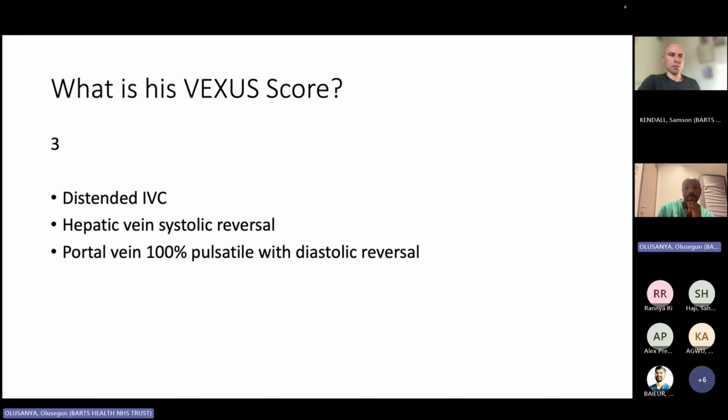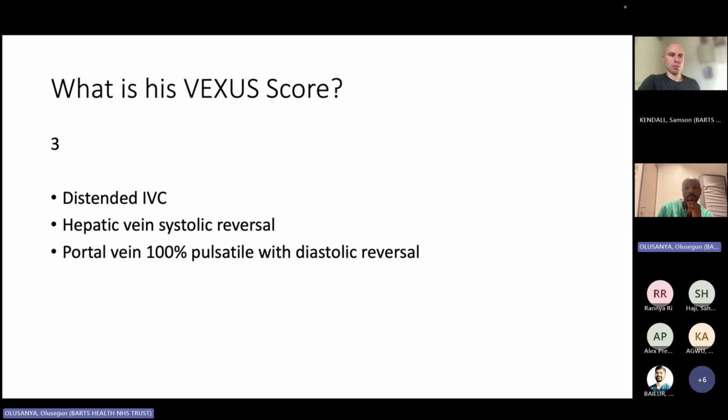Cirrhosis and hepatic veno-occlusive disease will both give you high portal pressures, and therefore they will give you portal venous pulsatility. That makes it very difficult to use. Severe tricuspid regurgitation is a very interesting one because everybody with severe tricuspid regurgitation, by definition, will have a dilated IVC and flow reversal in the hepatic vein. So they all have a VExUS score of at least 2.